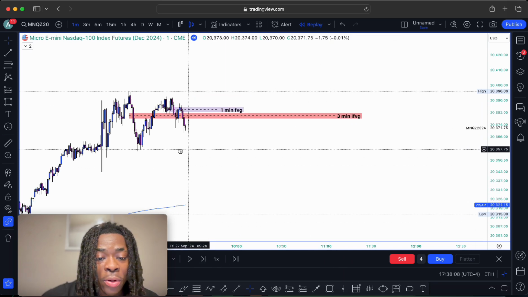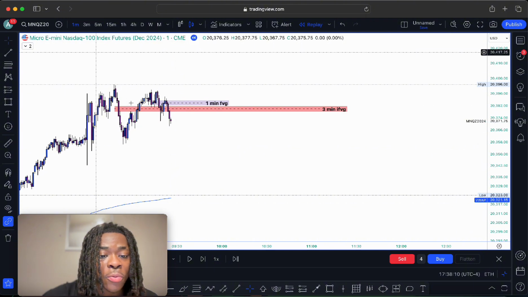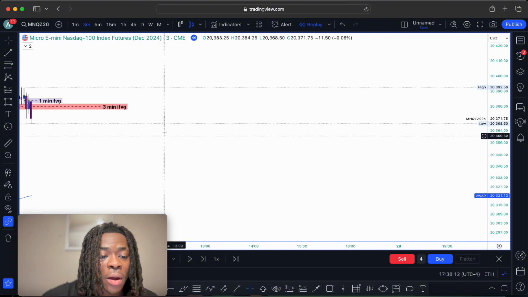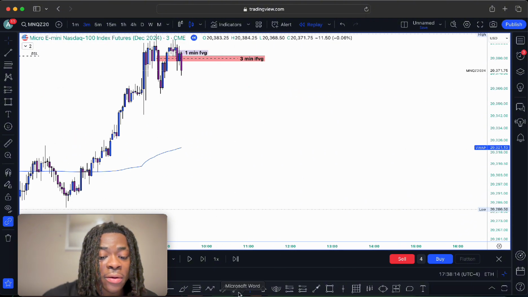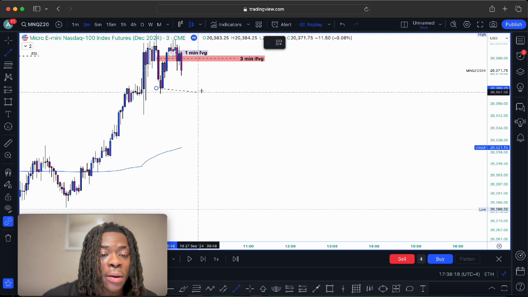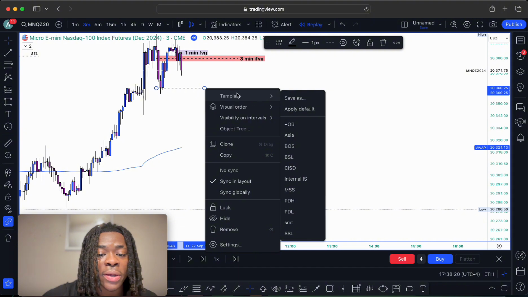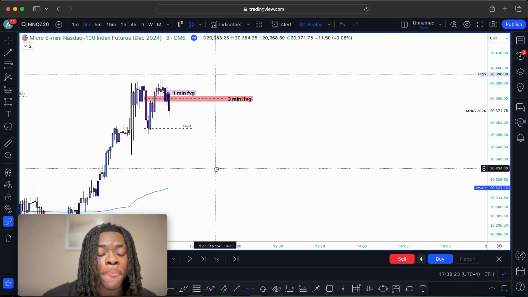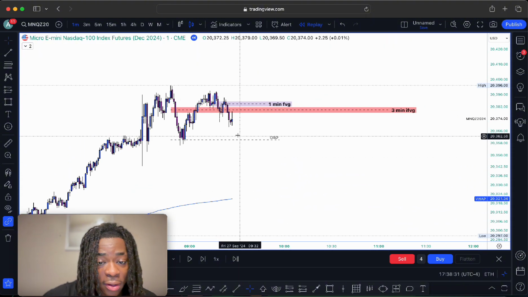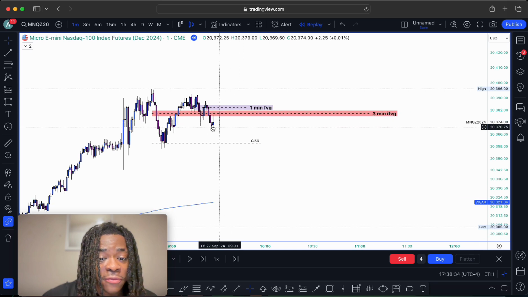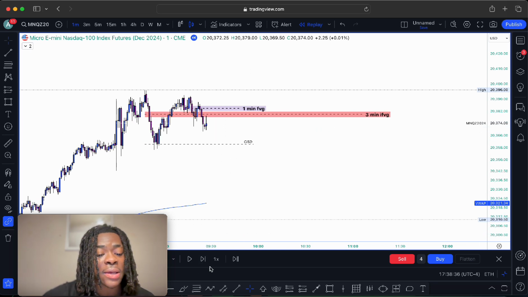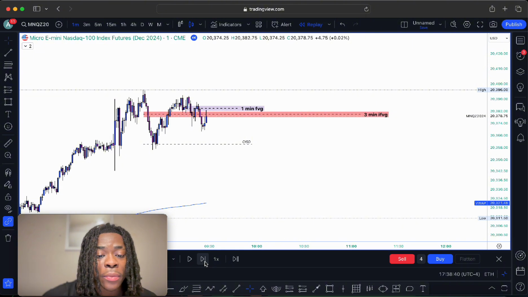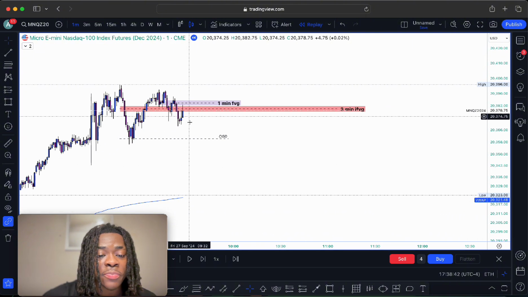And then again, now what I want to see for my confirmation is for a change in state of delivery. So what I want to see is for price to close below this zone right here for my change in state of delivery. Now what I want to see is for price to come and respect these fair value gaps, which is telling me that price has bearish movement, bearish volume. Now as you can see, price respected that fair value gap.